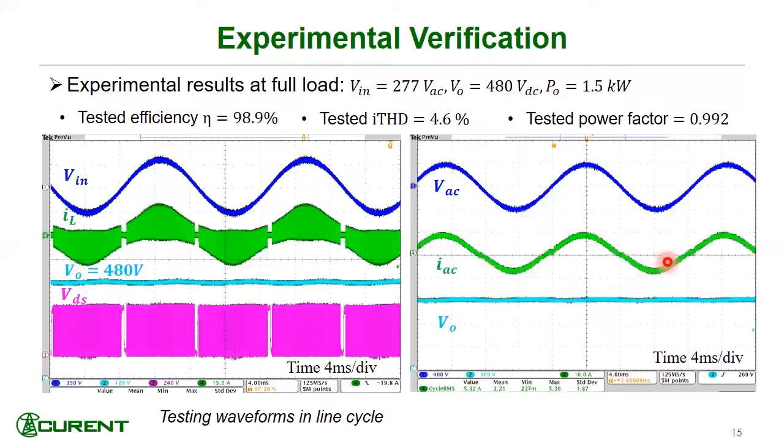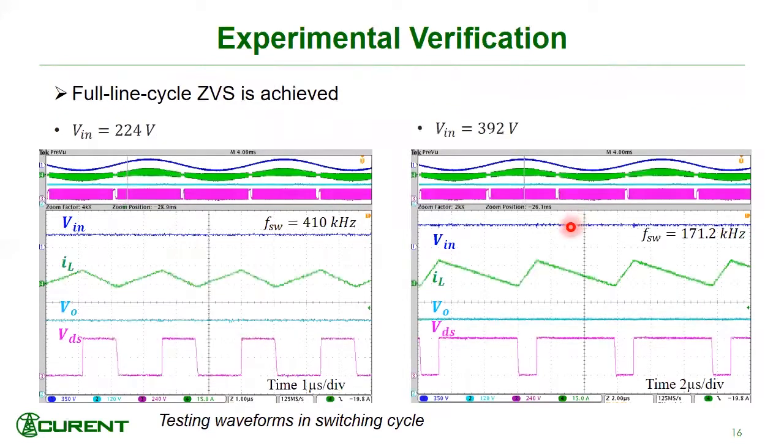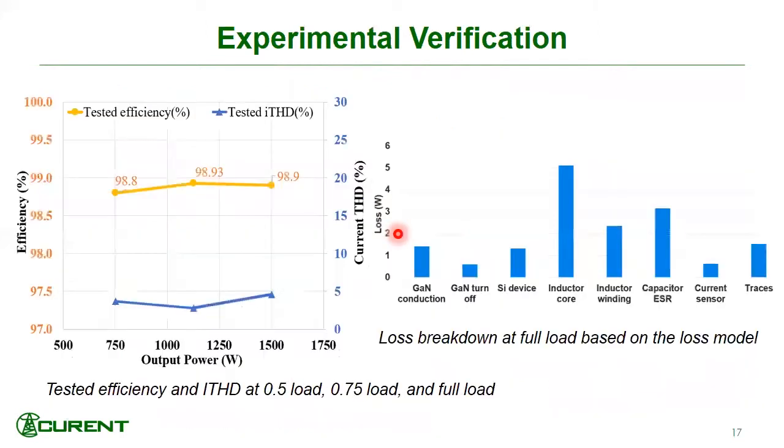This is the experimental result at full load. Here is the input voltage, the inductor current, the output voltage at 480 volts, and the drain-source voltage. And this shows the AC current. Based on the power analyzer, the efficiency is around 98.9% at full load, the THD is below 5%, and the power factor is about 0.99. Here are the waveforms in a switching cycle at two different input voltage levels. As you can see, at all the voltage levels, soft switching is achieved.